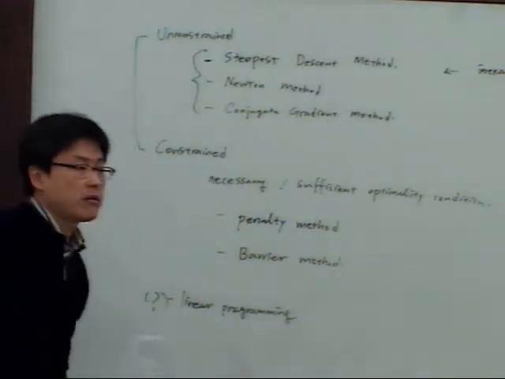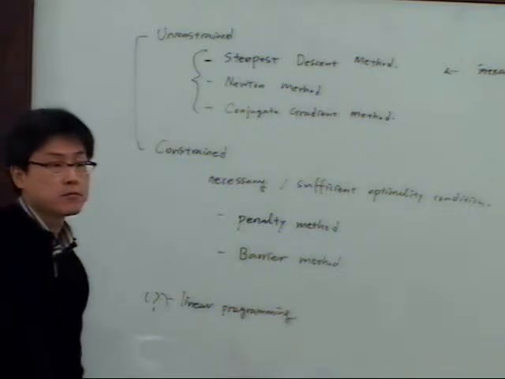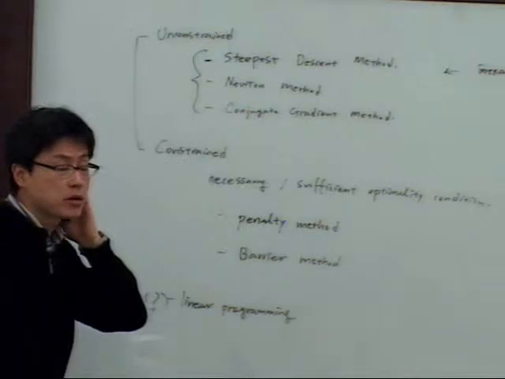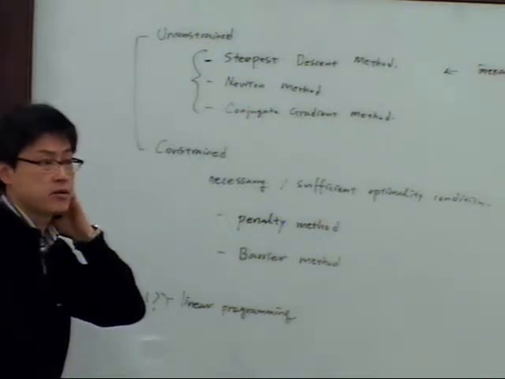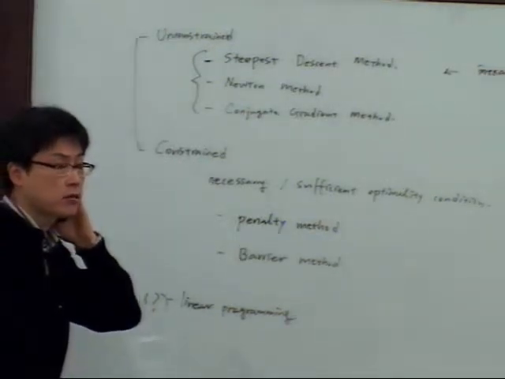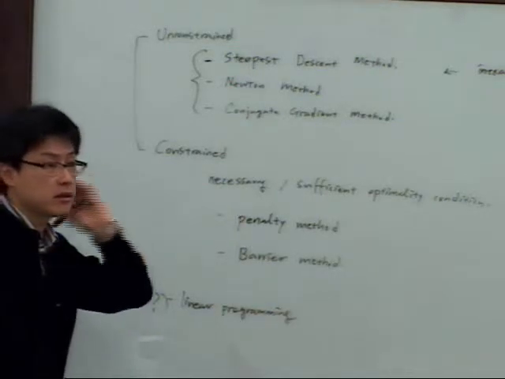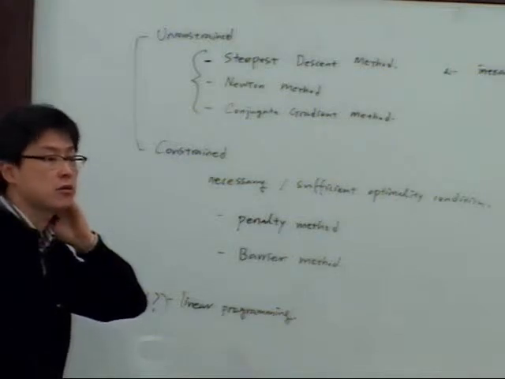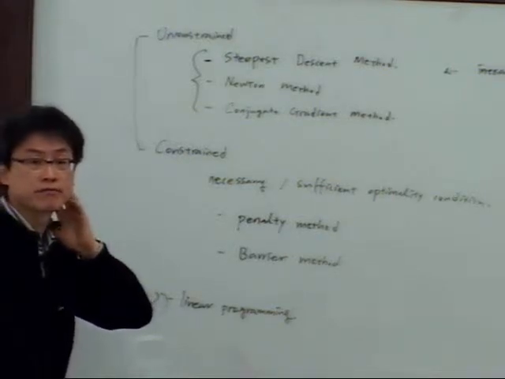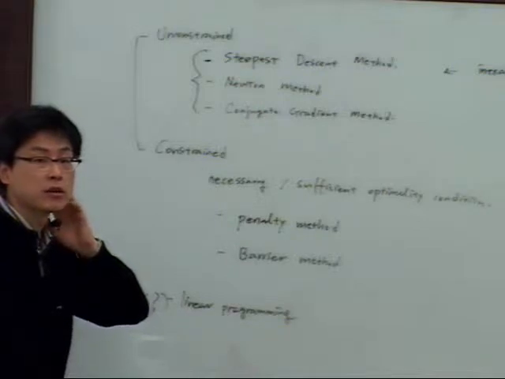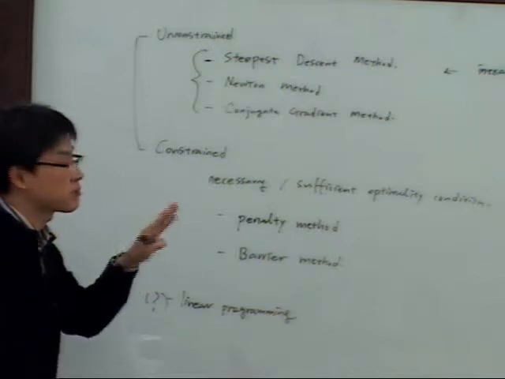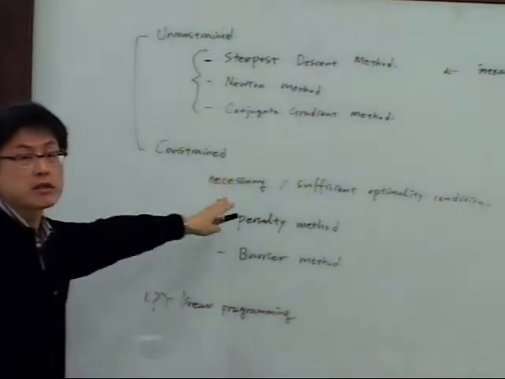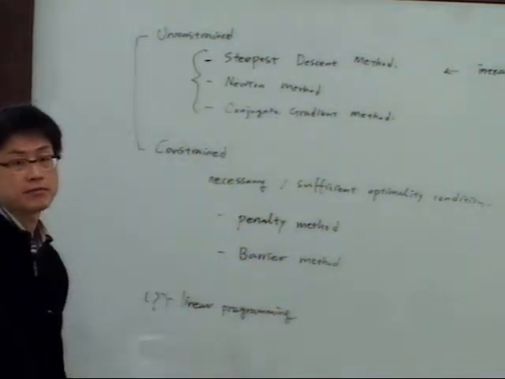Well, there are a lot of methods to solve unconstrained optimization. If you refer to one of the reference books I listed in the beginning of the class, you will find about 10 or 20 algorithms. They have their own strong points and weak points, but the basic concept is very similar.